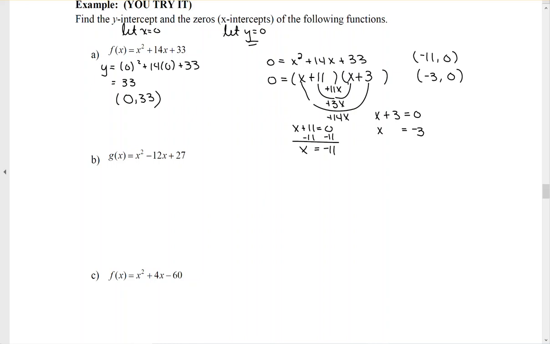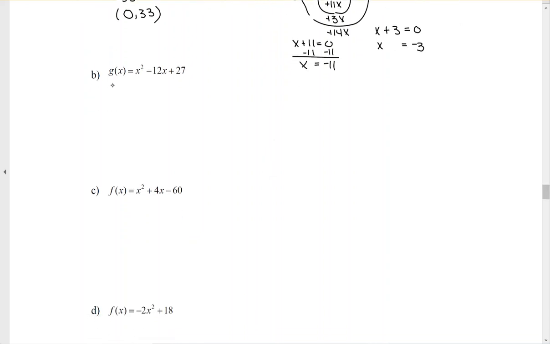Same idea for part B here. To find the y-intercept, you're going to let x equal 0, and then just evaluate the right-hand side. So 0 minus 0 plus 27 comes up 27. So this will be at the point x is 0, and you found y to be the number 27. X-intercept, right, let the function equal 0. That's why they call it the zeros of the function.